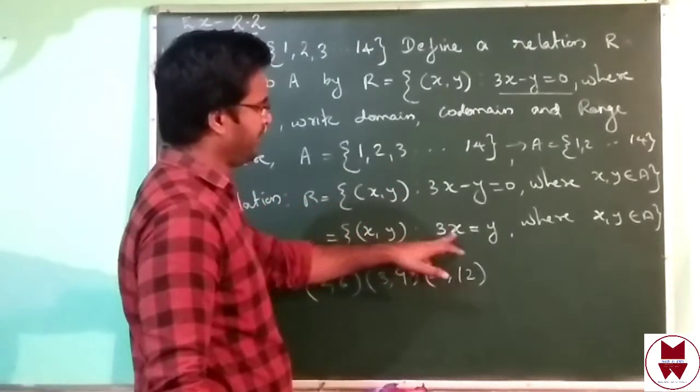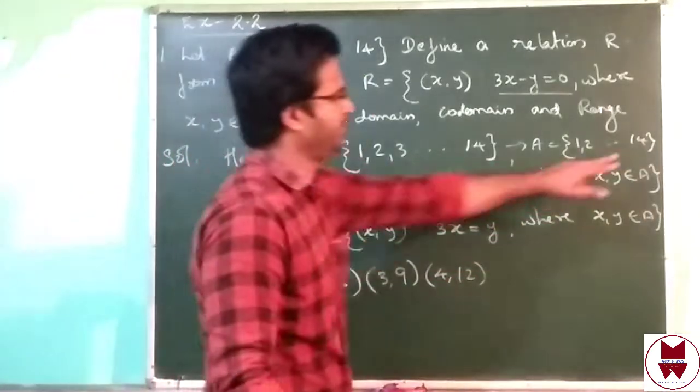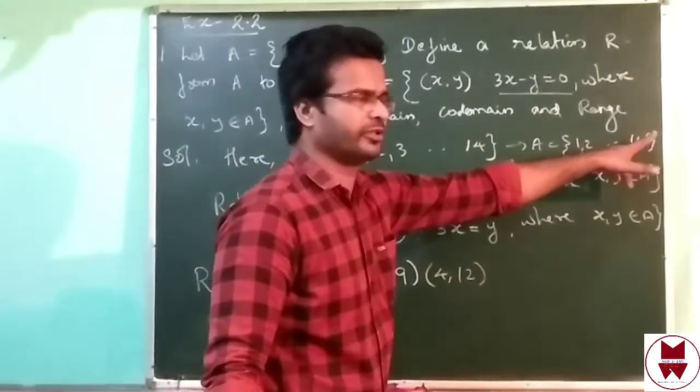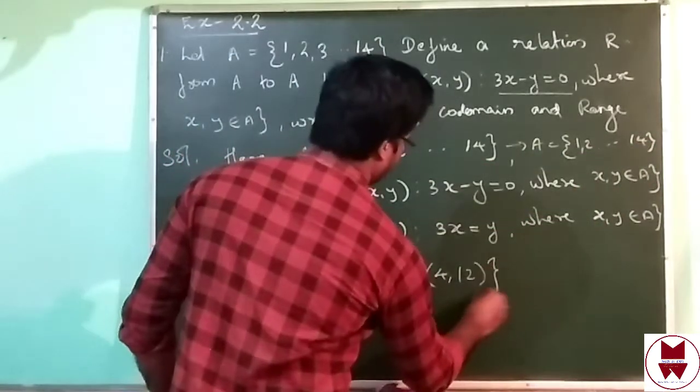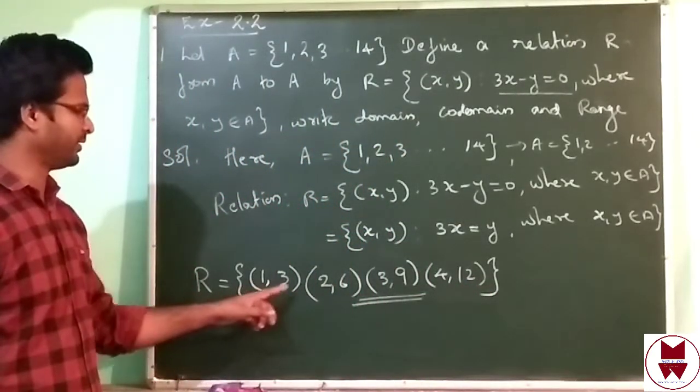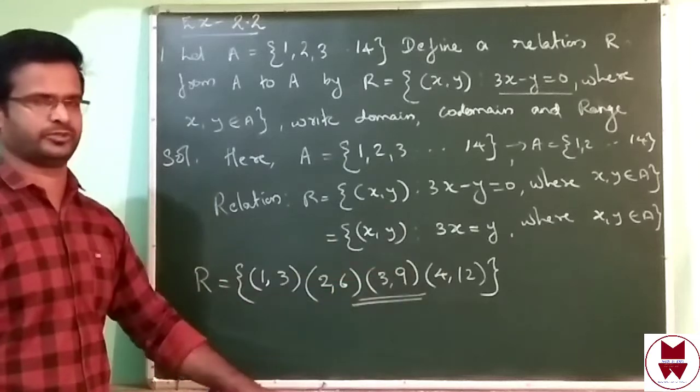Then 6, 7 we cannot use either, because if you use 6, what will you get? 3 into 6, 18. 18 is not there. If you use 7, 3 into 7, 21. 21 is not there, isn't it? Then our relation is only this one: the set of ordered pairs (1, 3), (2, 6), (3, 9), (4, 12).